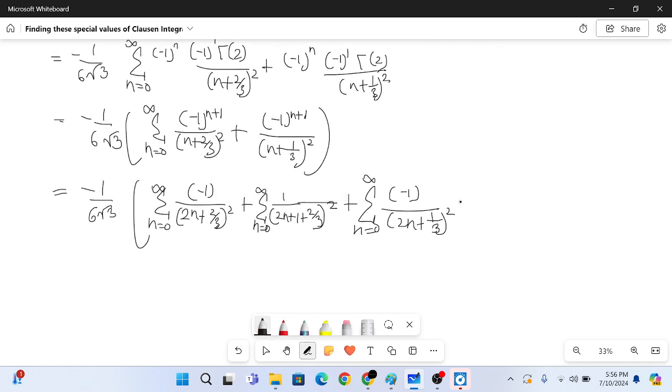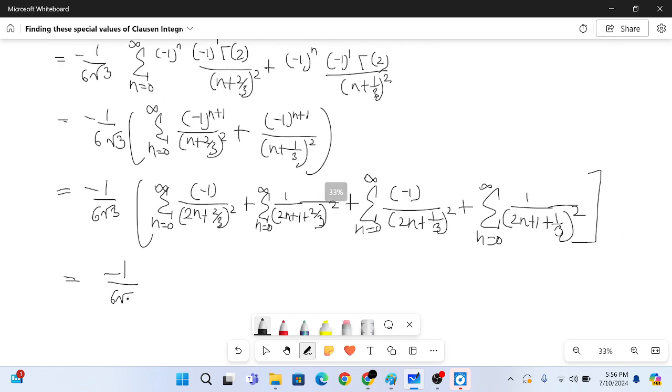Plus sum from n equals 1 to infinity of plus 1 by (2n plus 1 by 3) square. So this is it. Now, minus 1 by 6 root 3. Yes, minus 1 by 6 root 3.